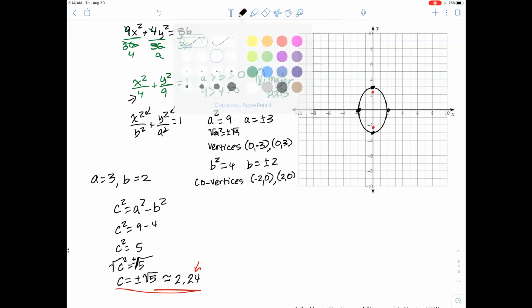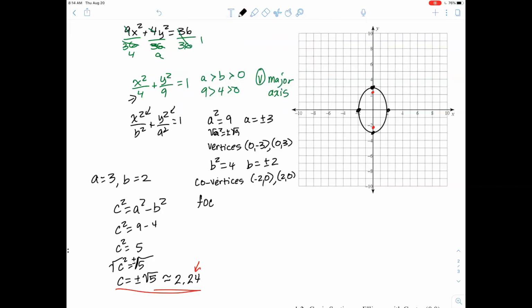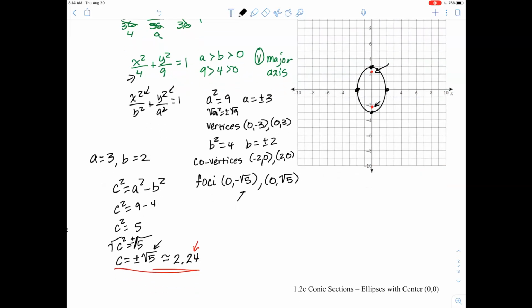So how do we identify our foci? Look at our picture here. That would be at 0. Well, we'll do the bottom before we do the top. So that would be at 0, negative square root of 5. I'm using the exact value here. And then the other one would be at 0, positive square root of 5. I would like to see your exact answers, but of course it's hard to graph the square root of 5. You don't know where to put it, so you find its approximate value so that you can get it graphed.